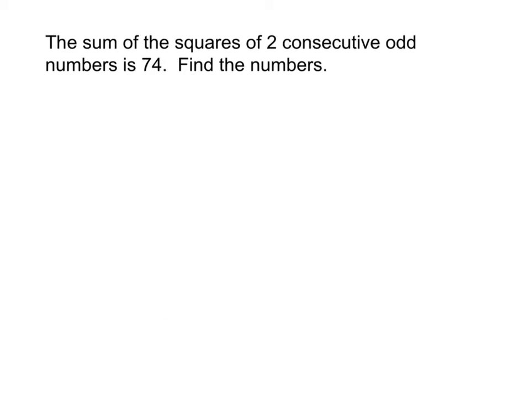Here's a second example. The sum of the squares of two consecutive odd numbers is 74. Find the numbers. The first thing I'm going to do is my labeling. So I might say that x is equal to the first number. And if they're consecutive odd numbers, the second number has to be x plus 2, because there's a difference of 2 between two odd numbers.